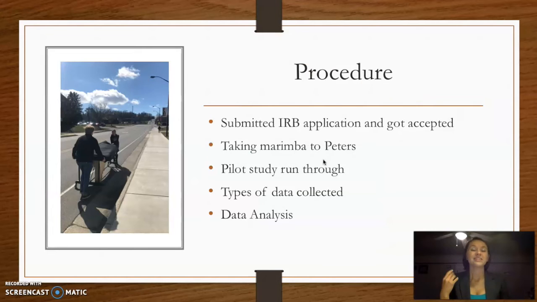So my procedure was that I submitted an IRB application and got accepted. I then had to tackle the challenge of getting a marimba up to Peters Hall. Basically what I did was I gathered another percussionist from my department and asked him to roll it up the side of the street with me, as you can see in the picture on the screen. I did this 2 times.